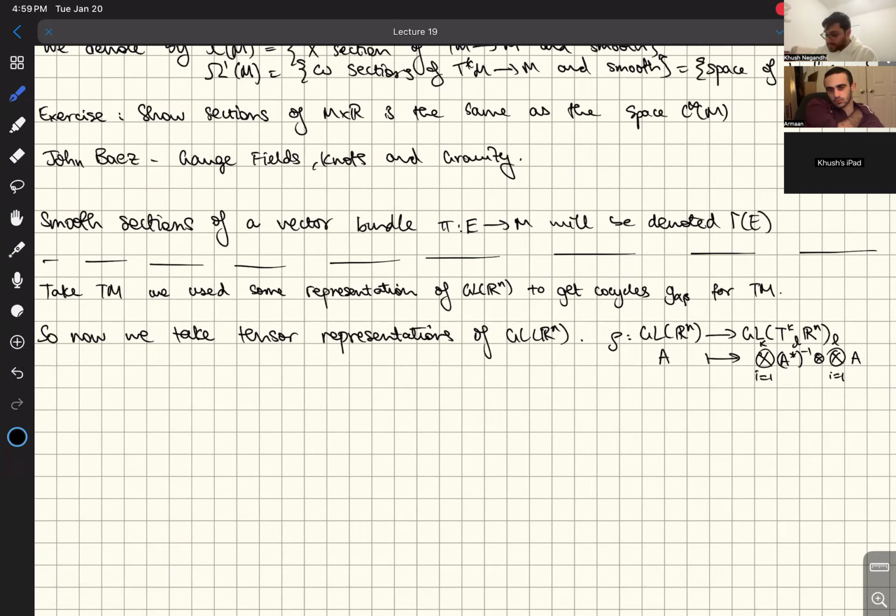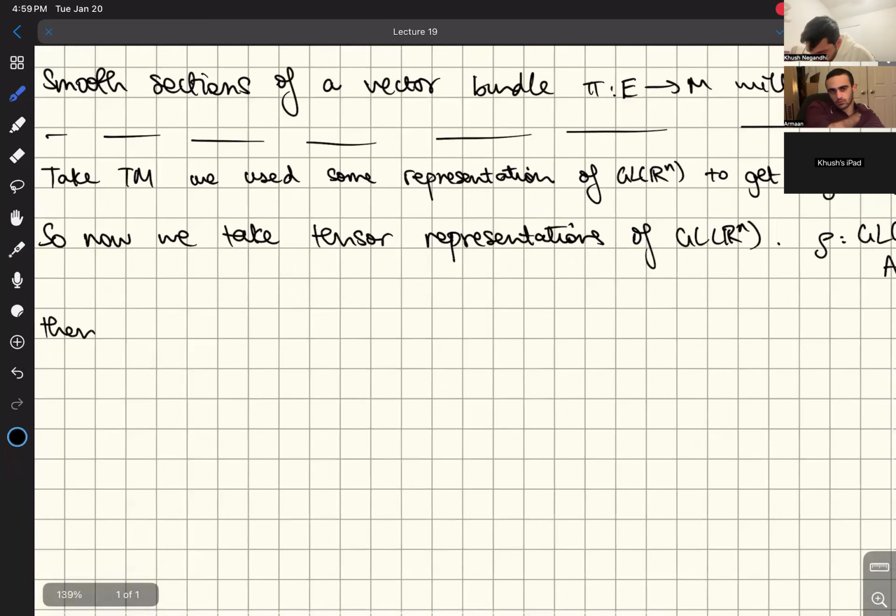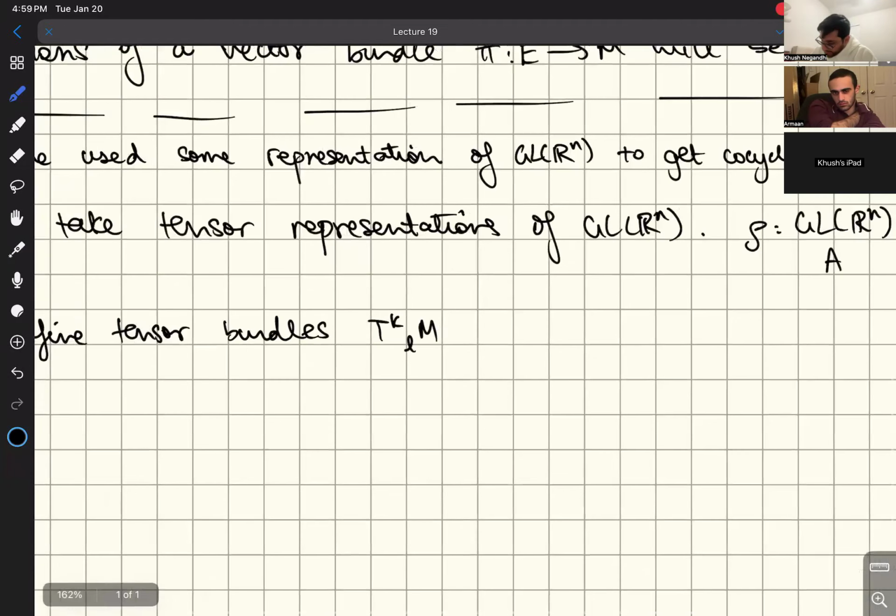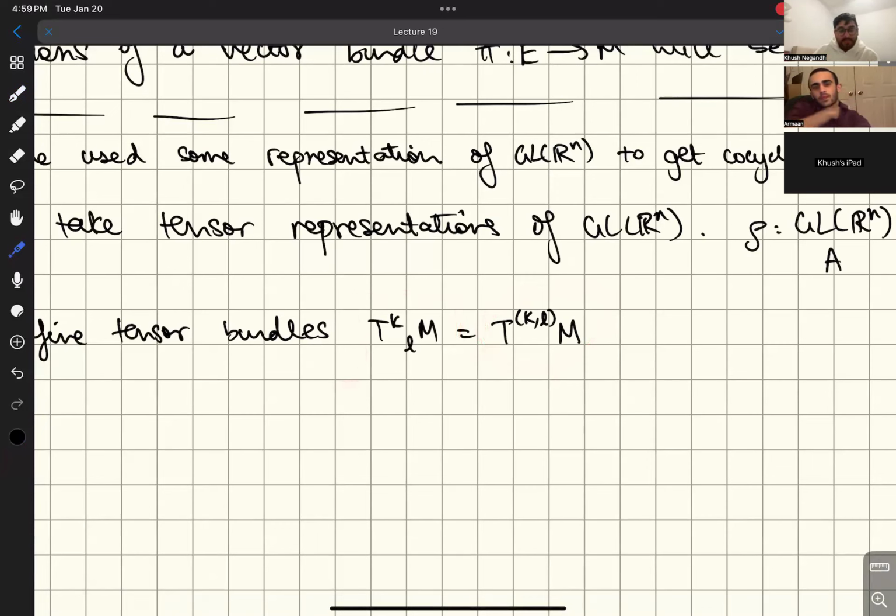So then we define tensor bundles, T^k_l M. Some people like to write this differently. I tend to get confused with that, so I will stick with this. But note that these are the same thing.